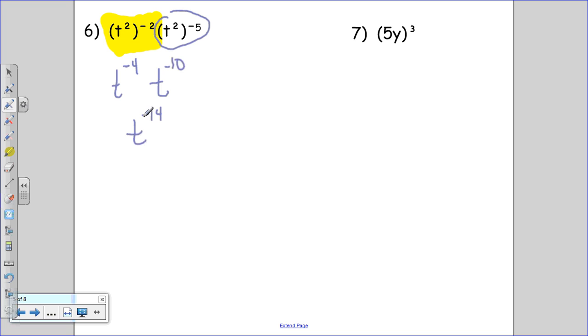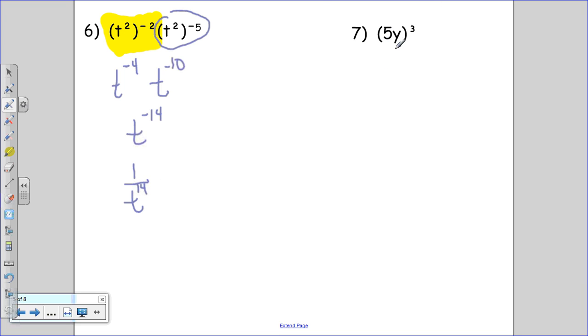If you remember, negative means that it drops down to the bottom. So I'm going to put my t to the 14th on the bottom, 1 on top. Since I moved it, I don't have that negative anymore. So now it's just a t to the positive 14. And that's it.